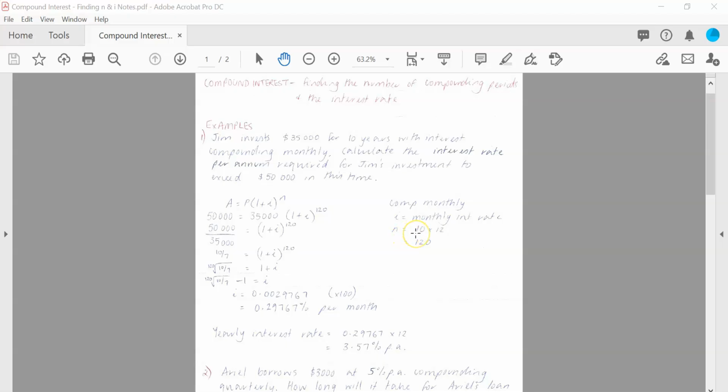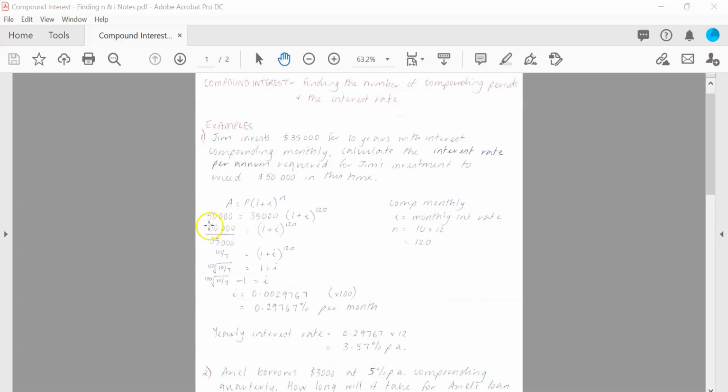N, we know that our investment is happening for 10 years and that it will be compounding 12 times in a year, so our N value is 120. Putting those values into the formula here, A is the future value of the investment or the amount that it's going to grow to, and we're looking for when it's going to grow to $50,000, so that's gone in for A. P is our principal. We know that Jim initially started with $35,000, so that's in for P, and we've put I, which is our unknown, and our N value of 120 into our rule.